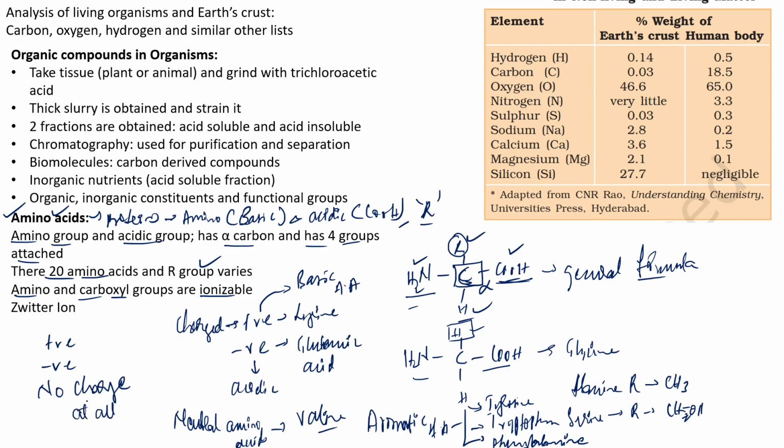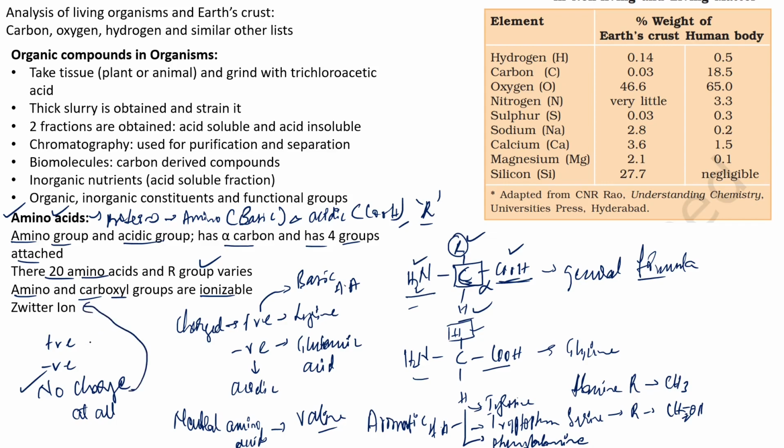Now, out of all these types, that is, carrying a net positive charge or a net negative charge, the most interesting point that we have to consider is the molecule that has no charge at all. And the amino acid which carries no charge at all is called the Zwitter ion, right?